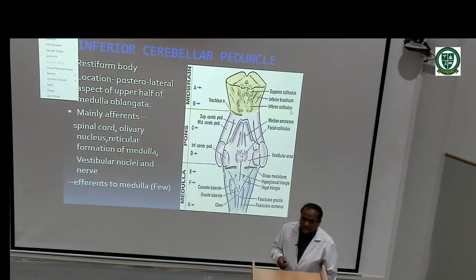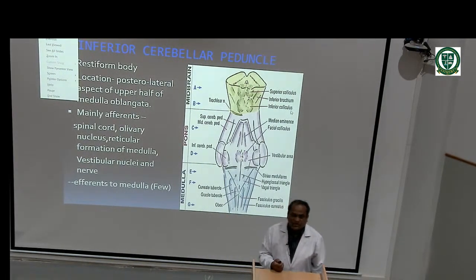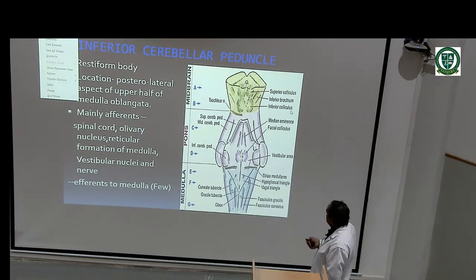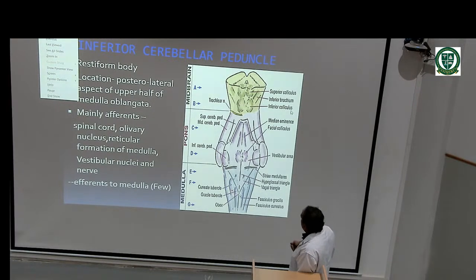So first let us learn about the inferior cerebellar peduncle. In the diagram you are seeing, this is the inferior cerebellar peduncle. It connects the medulla oblongata with the cerebellum. It is also called the restiform body.